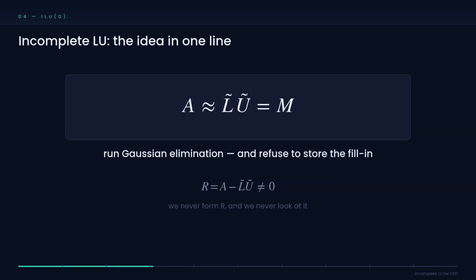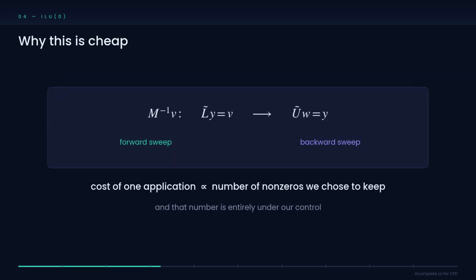So here is the idea behind incomplete LU, and it is almost embarrassingly simple. We run Gaussian elimination, and we refuse to store the fill-in. The result is an approximate factorization. A is roughly L tilde times U tilde, with some residual matrix R that we never form and never look at. Because the factors are triangular, applying N inverse to a vector is still just a forward sweep and a backward sweep. The cost of one preconditioner application is proportional to the number of non-zeros we chose to keep. We control that number. That is the whole game.